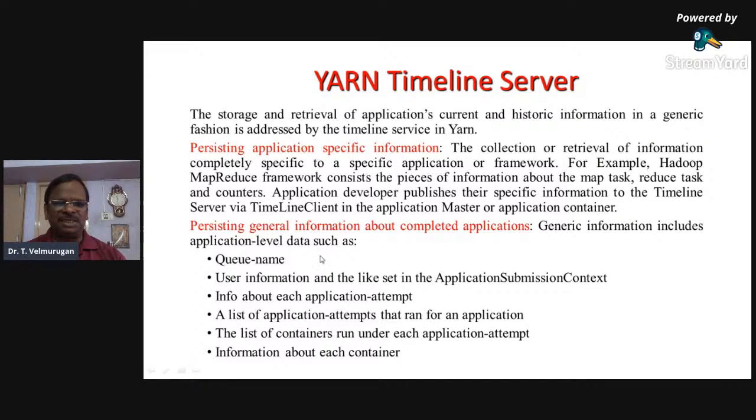For general information about already completed applications, YARN generates generic information that includes application-level data such as queue name, when and where it is stored, user information, and the like set in the application submit context: who submitted the application, the list of applications available online, and so on. Everything is carried out by this YARN timeline server, a special kind of server built into YARN which holds time-oriented information.